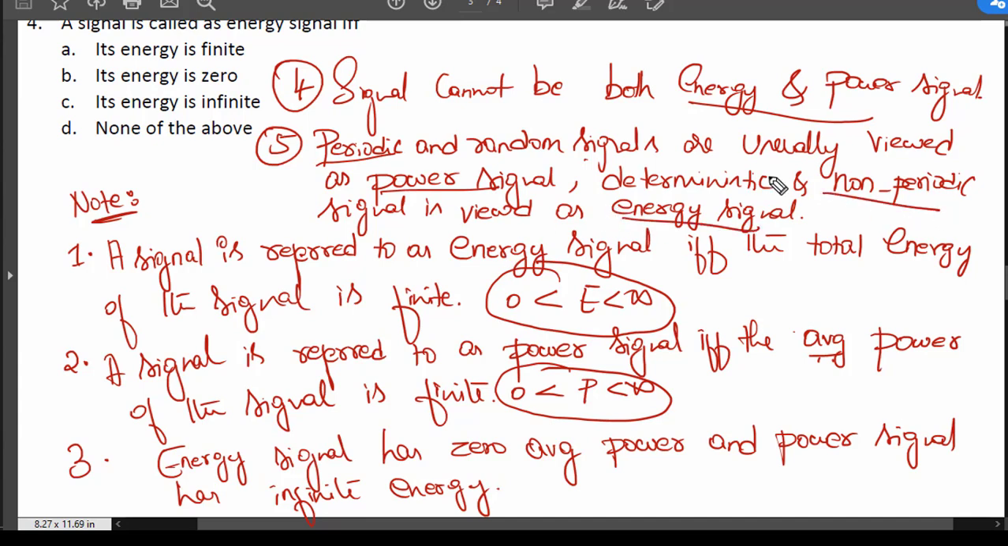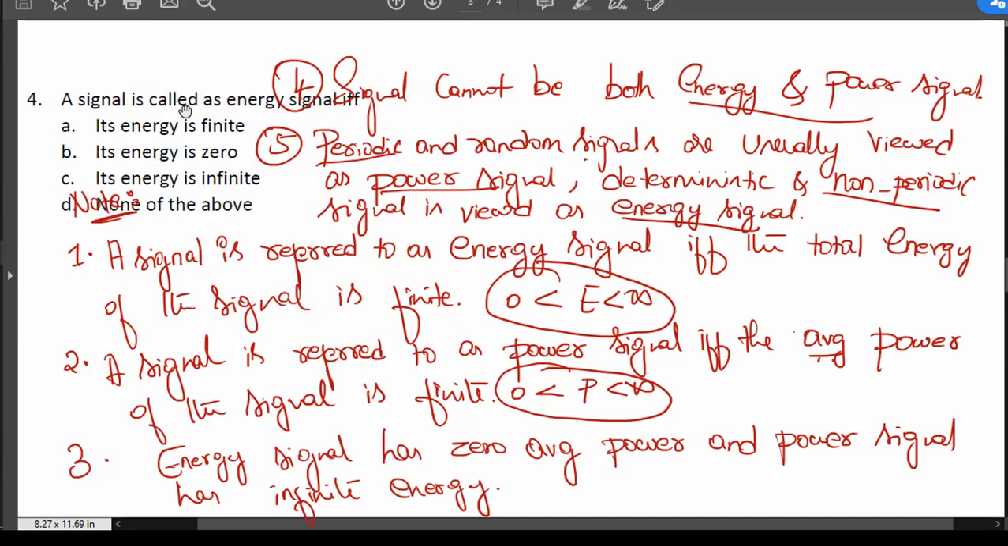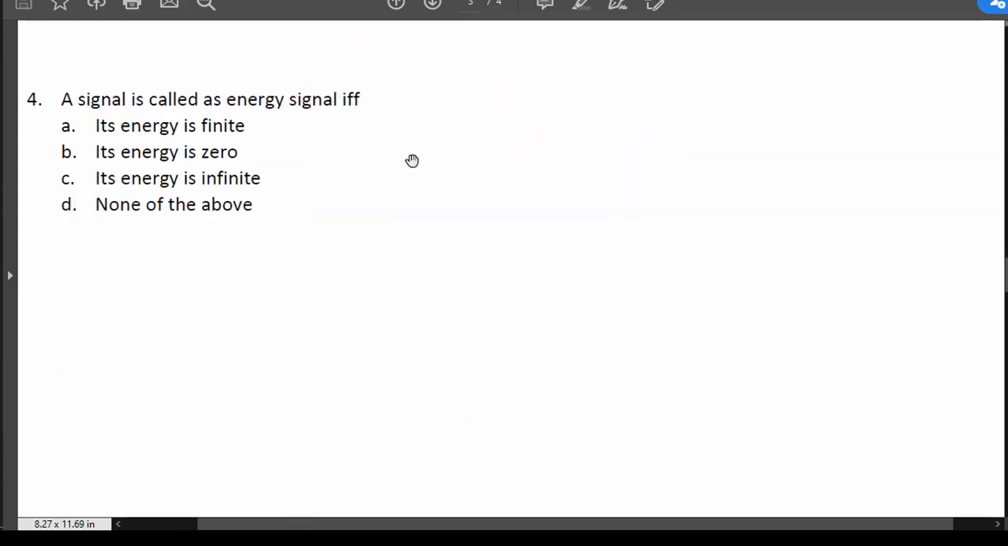Okay, so with these points in our mind, what is the answer for this question? A signal is called an energy signal if and only if its energy is finite. So therefore, the option is A, its energy is finite. The signal is said to be an energy signal if its energy is finite, in the sense that E should be in between 0 and infinity.